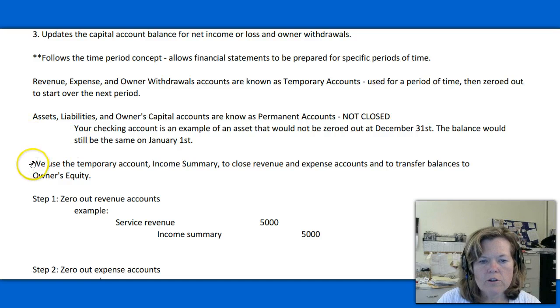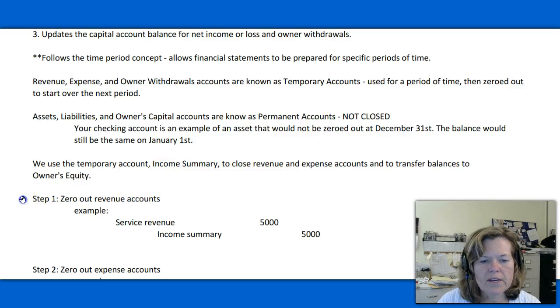So as noted before, we use the temporary account income summary to close revenue and expense accounts and to transfer balances to owner's equity. This is a really temporary account. This is all we use it for. So we will use it to close the revenue and expense accounts and to transfer to owner's equity, and then it just becomes inactive until we need it again for the next closing process. So that is the only reason we would use the income summary.